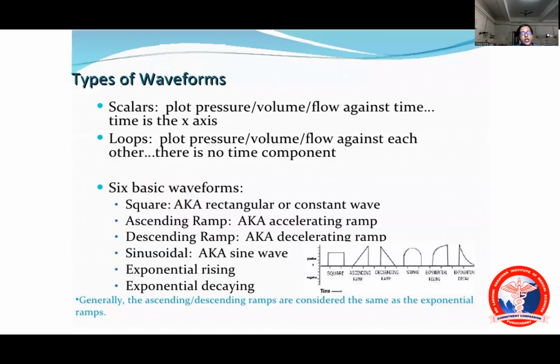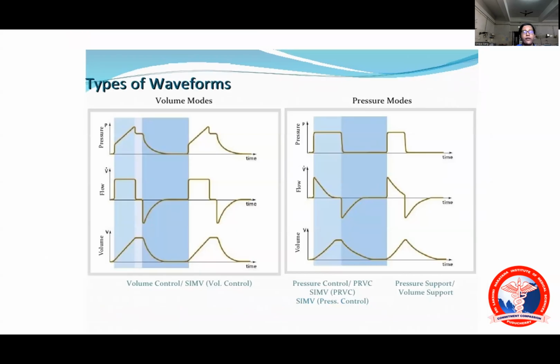So, waveforms and loops. We have something called scalars and loops. Scalars are where we plot pressure, volume, or flow against time. Time will be on the x-axis. Whereas in loops, we plot pressure, volume, or flow against one another, but there is no time component in loops. So what are the 6 basic waveforms? Look at this picture. The first one is called a square waveform, or rectangular or constant waveform. The second is called the ascending graph. The third is called the descending graph. And we have sinusoidal or sine wave, exponential rising, and exponential decaying. So these are all 6 waveforms.